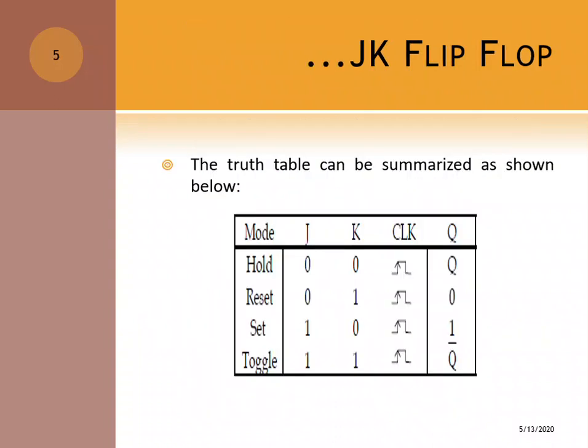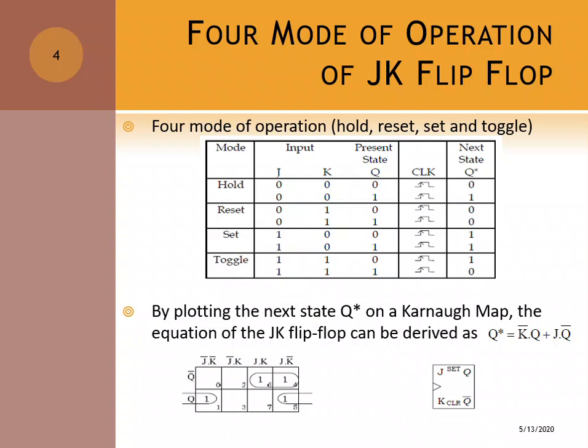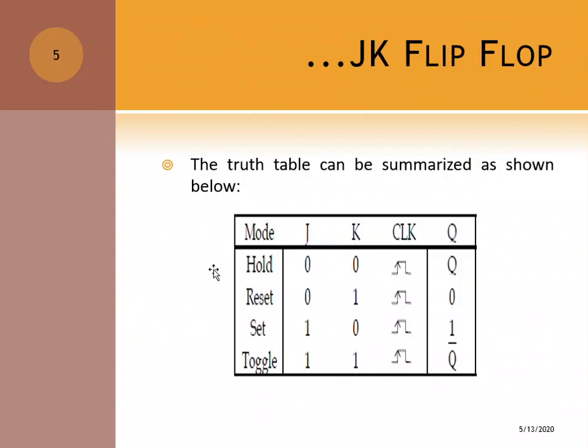Okay. So the truth table can be summarized as shown below. If we summarize the truth table here, we can have 4 modes: both J and K 0, J0 K1, J1 K0, and both 1. So that's hold, reset, set, toggle, when the clock is activated. If both J and K are 0, the Q will be Q.